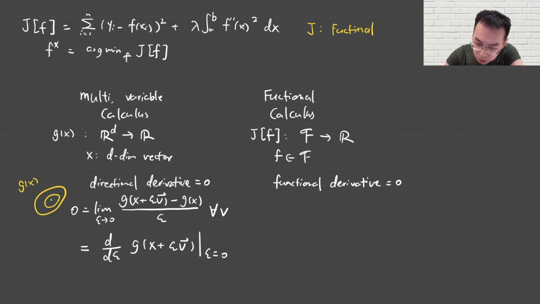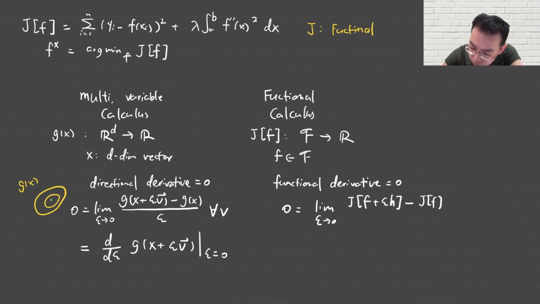So the functional derivative can be written in this way, except here we are perturbing the input with a function rather than a vector, but it's going to be extremely similar. So we still have the limit as epsilon goes to 0 of J(f + epsilon h), where h is the perturbation function, minus J(f), divided by epsilon. So that's how we define the functional derivative, except we are perturbing it with a function h. h can be just any random function.